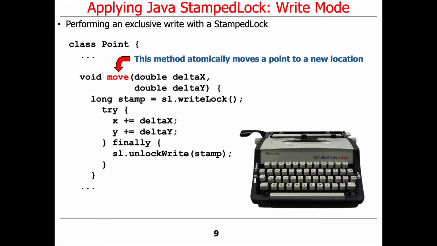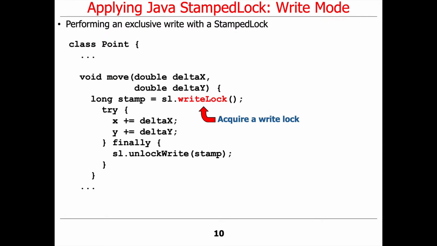This example illustrates a method called move, which is designed to atomically move a point to a new location. We pass in x and y as the parameters where we want the point to move to. And the first thing that happens is we go ahead and acquire the write lock for writing. This, of course, is a pessimistic write, which means that only one thread at a time can be in the section of code we're about to examine.